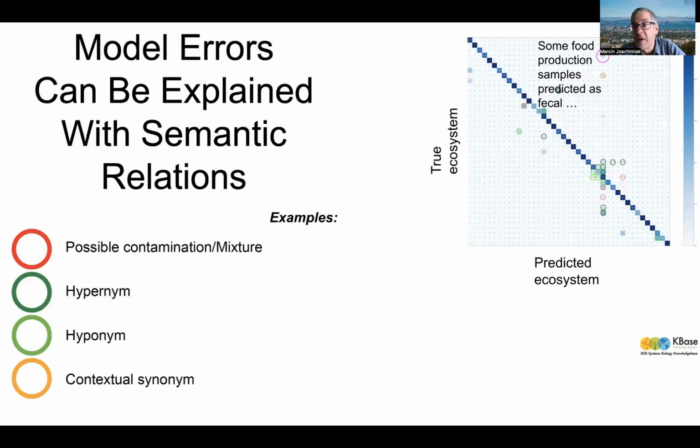Now we're interested in the model performance, and the confusion matrix in the top right shows along the diagonal in dark blue all the ecosystems that were perfectly or near perfectly predicted. However, the model, of course, made errors as well, and we're actually able to classify these errors using 4 different semantic relations. Nearly all the errors were accounted for with this set. So first, we have possible contamination or mixture. For example, food production samples predicted as large intestine fecal, somewhat worryingly.